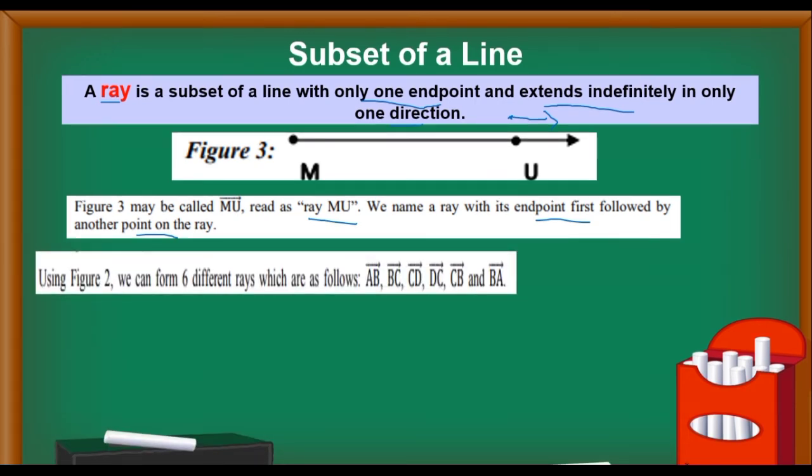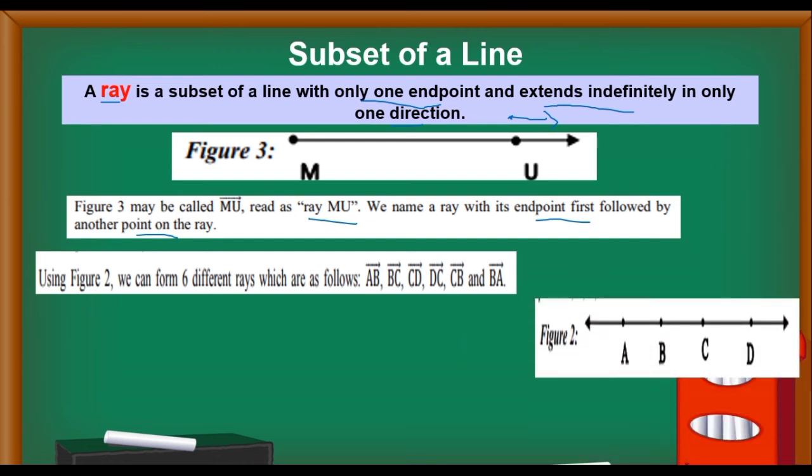So, using the figure 2, we can form 6 different rays, which are as follows. So, pwede po siya gamit yung kanina nating figure. So, basta tandaan natin, yung isa po, for example, dun sa AB, yung point A dyan ay siya po yung endpoint. Si B yung pinaka-arrow, kasi may arrow naman sa right side. So, pwede siyang ray AB, ray BC, ray DC, ray BA, ray CB.